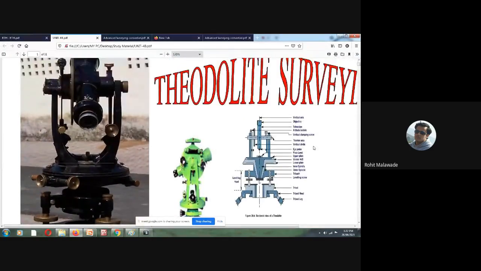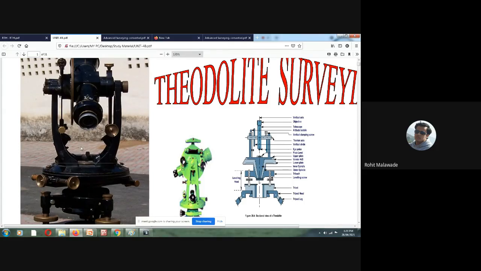Okay, and there are two axes. Now there are two axes which are going to be a very important aspect. This is what we call the horizontal axis. And this is what we call the vertical axis.